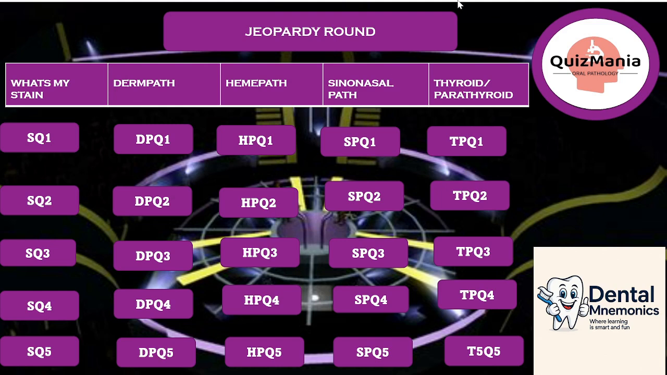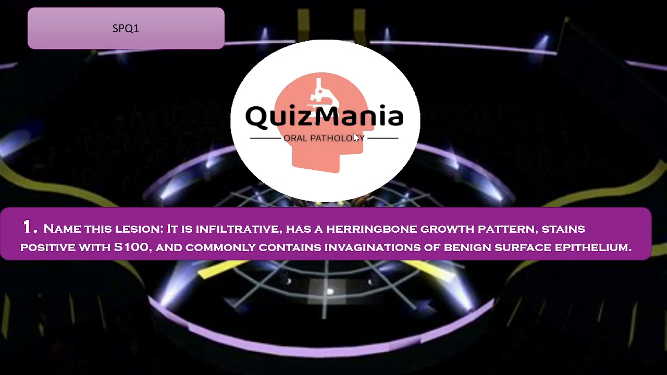So the first question related to sinonasal path is, I want you to name this lesion. It is infiltrative, it has a herringbone growth pattern, it stains positive with S100 and it commonly contains invaginations of benign surface epithelium. So what's the name of this lesion? The question again, it is infiltrative, it has a herringbone growth pattern, it stains positive with S100 and commonly contains invaginations of benign surface epithelium. So I hope you have noted your answer.